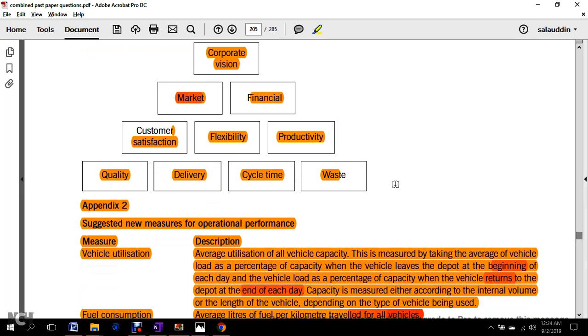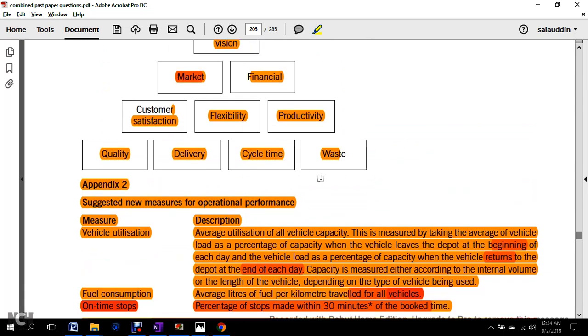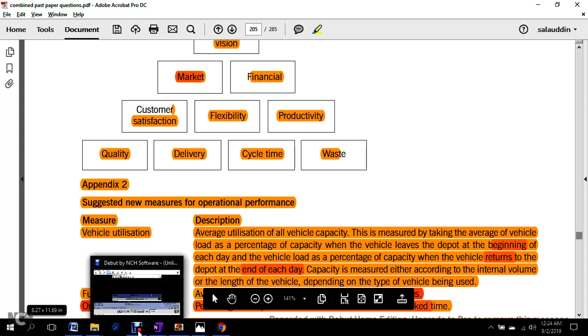I'm telling you again, try to manage time and try to improve handwriting. These two are critical success factors for APM, for any ACCA professional level paper. It's really important.